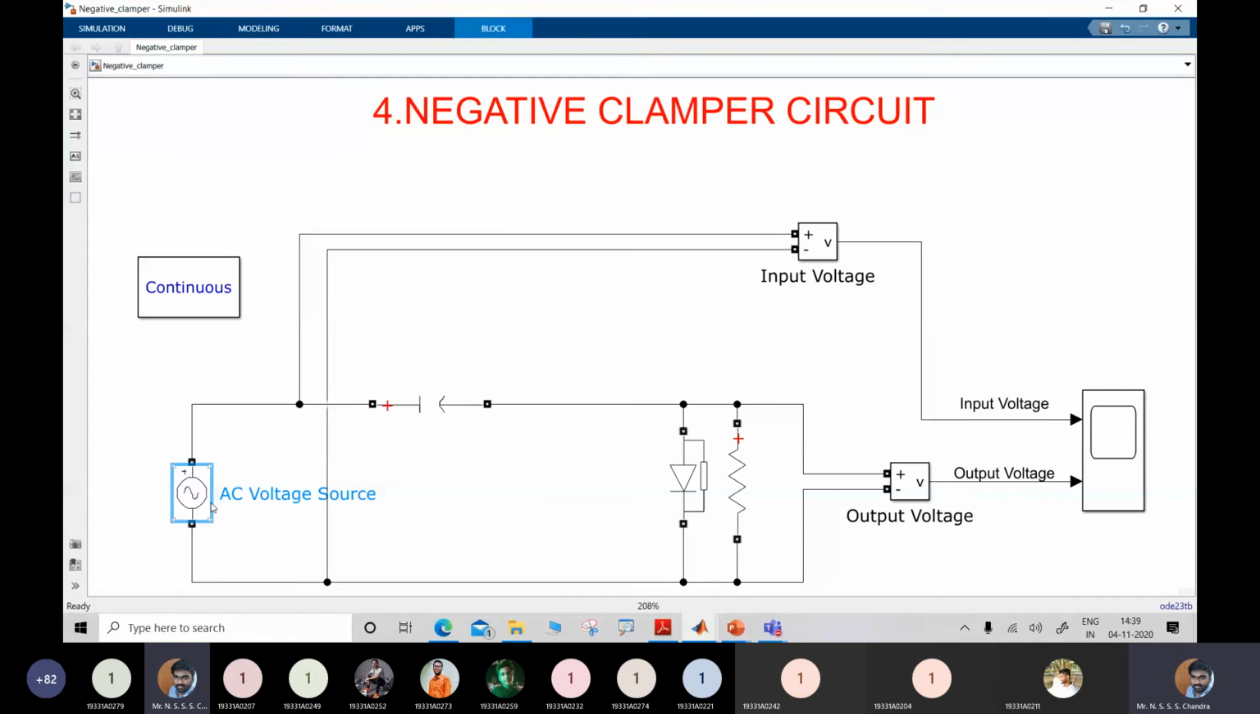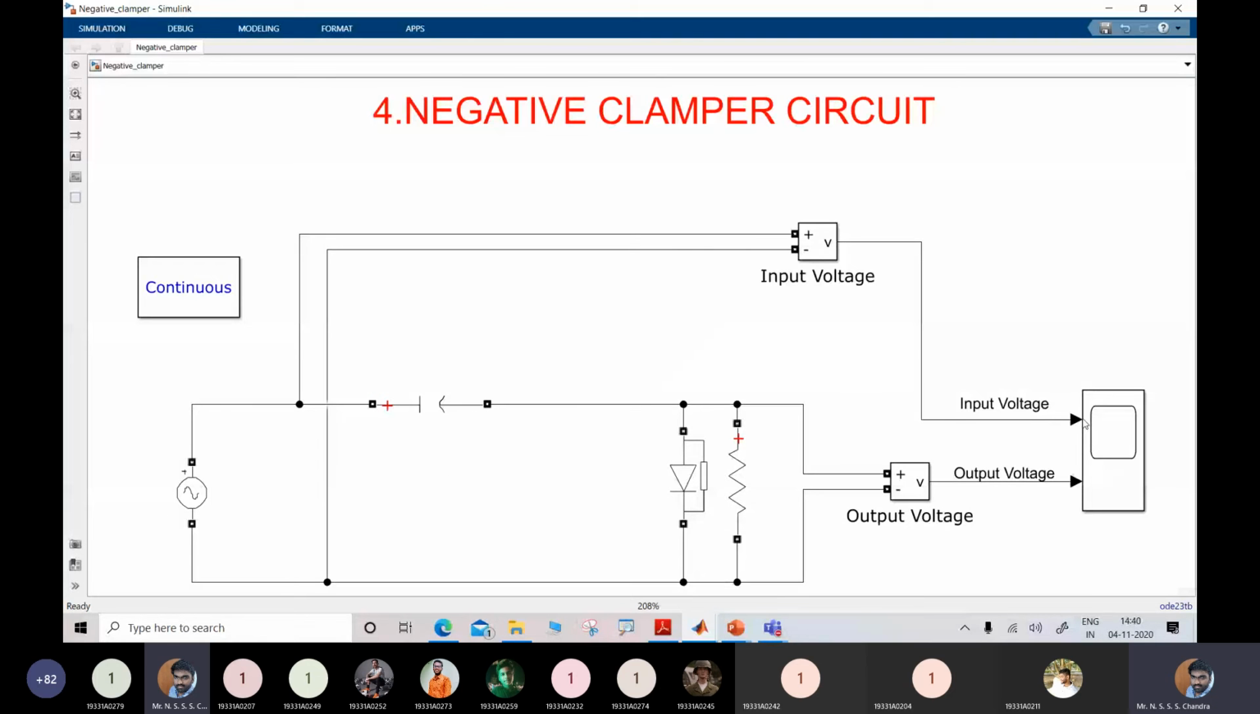If the input is plus 10 volts and the capacitor also has 10 volts, then at the positive peak of the input, plus 10, you will observe the output as 0 volts, since 10 minus 10 is 0. At the negative peak, when the input voltage is minus 10 volts, the output will be minus 10 and again minus 10, that is minus 20. So your output will vary from minus 20 volts to 0 volts. And when the input is 0 volts, your output will be minus 10 volts.